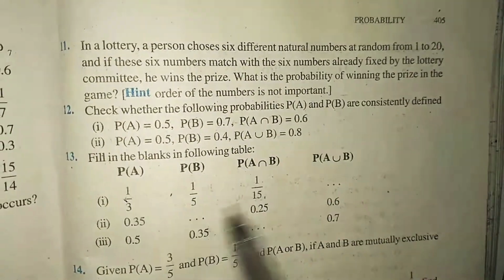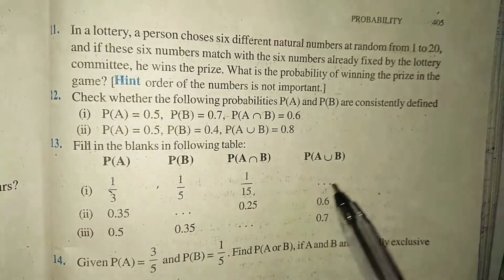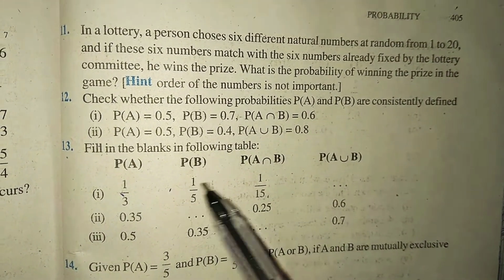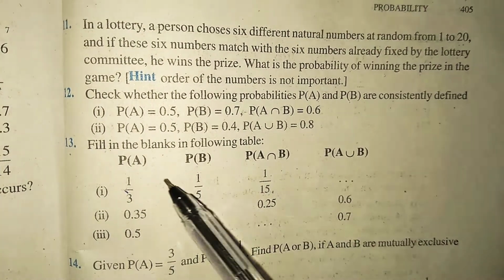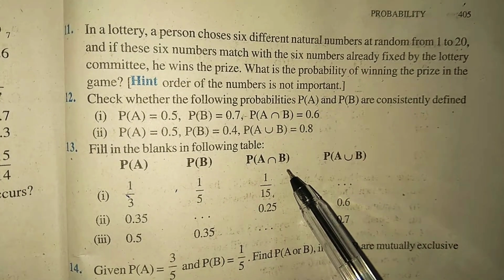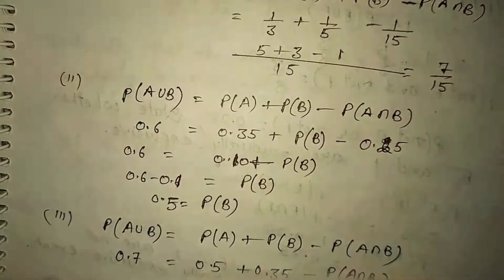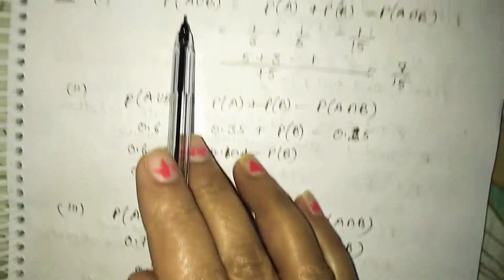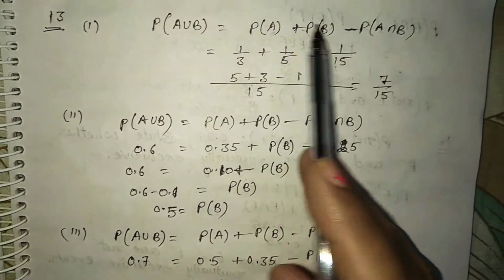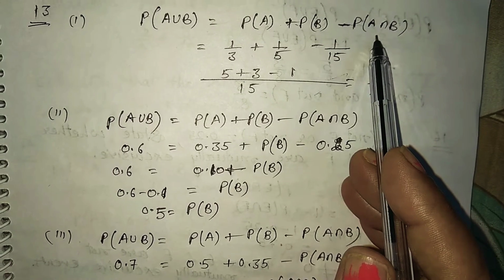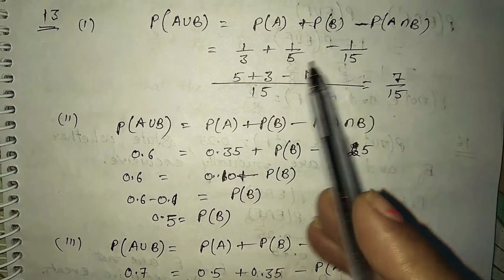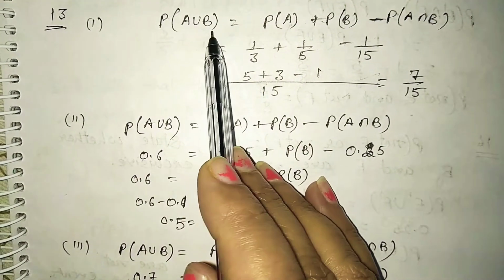Now come to 13th question. In the 13th question, there are fill-ups. In these, three values are given, and we have to find out the fourth value by using the formula PA union B is equal to PA plus PB minus PA intersection B. We have discussed this formula. In this question, these three values are given and we have to find out PA union B.